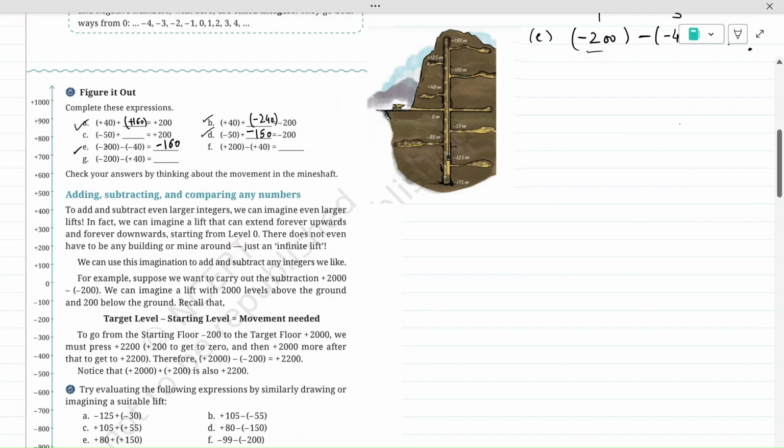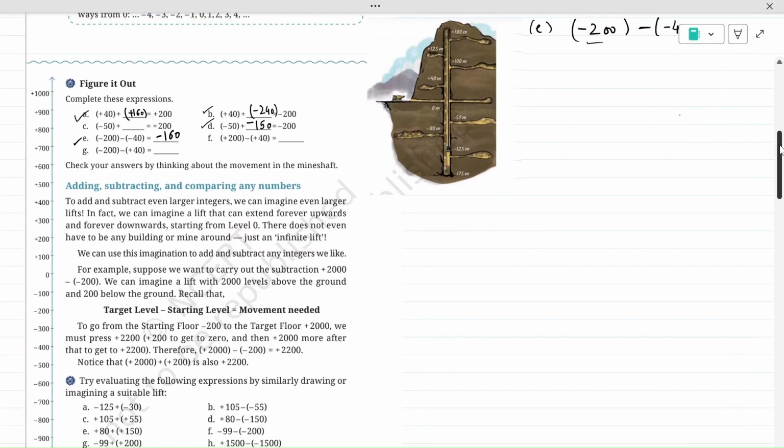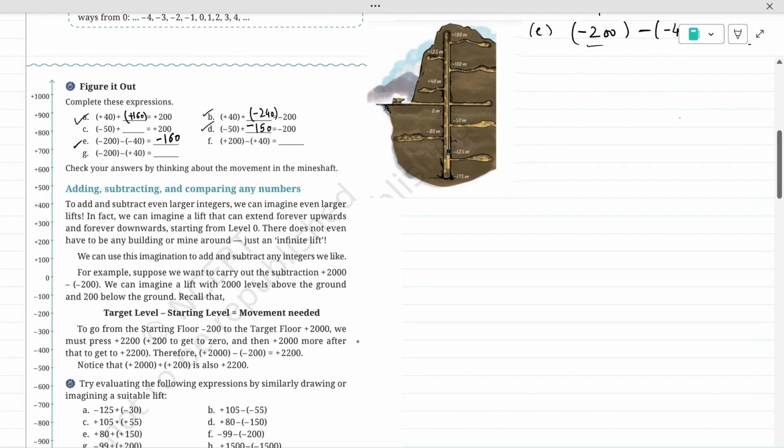Kids, the questions which I have not taken are homework for you and they are very easy. Please practice them at your home. Okay. Now try evaluating the following expressions, similarly, by drawing or imagining a suitable lift. Similar questions we have to do here. Okay. So again, I'm going to pick these questions. I'm going to pick A first.